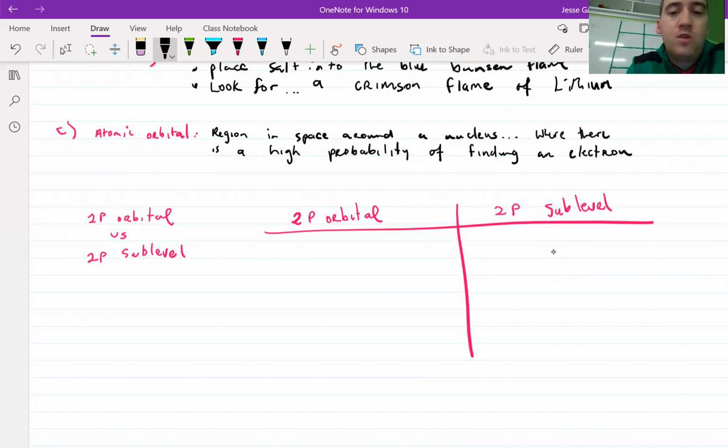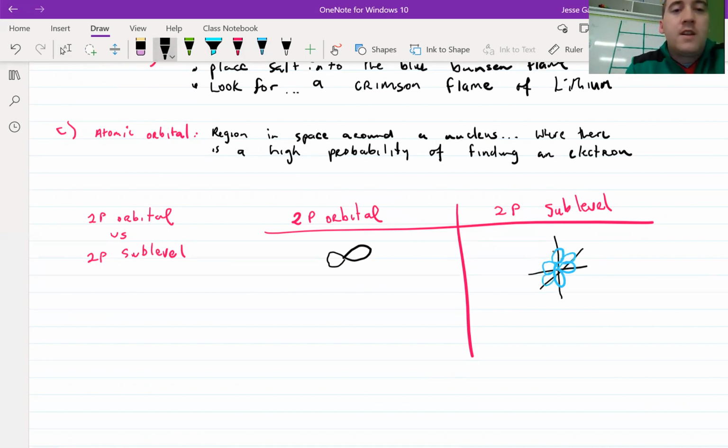Okay, right, so a 2p orbital is just one 2p orbital. This is the 2px orbital. Versus a 2p sublevel, where we want to draw x, y, and z axes. And on here, we're drawing a set of 3 orbitals: the 2px, the 2py, and the 2pz.